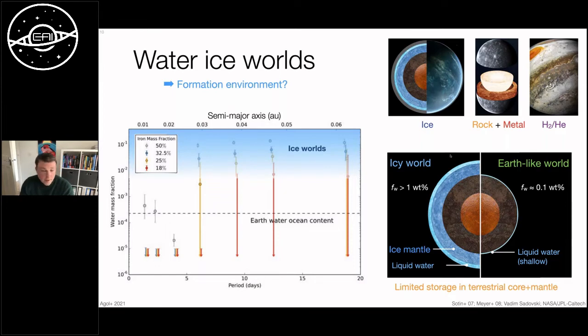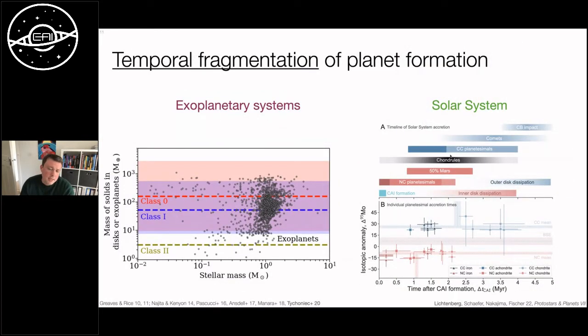Now, from a formation perspective, the last few years have actually seen tremendous advances in our understanding of the planetary formation process in general. And there are two very specific lines of evidence that I want to highlight here. One is that we now have abundant evidence for temporal fragmentation of the planet formation process. And the first one is that planets form extremely early. They form contemporaneously with their stars. Not later, but they start together with the protostar. They start their formation when their own star forms, at the same time.